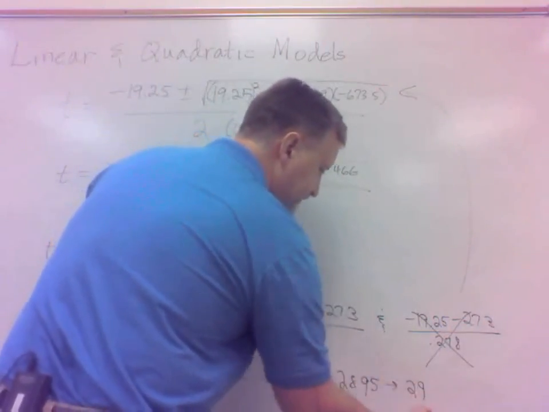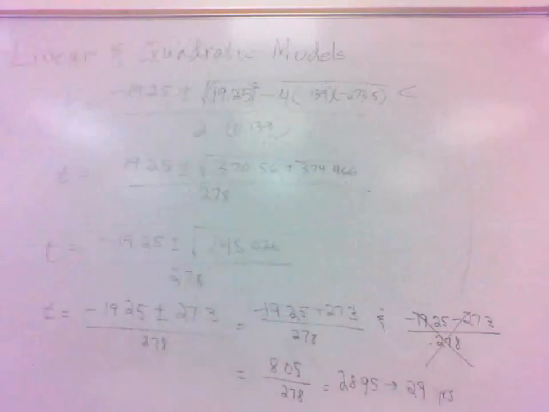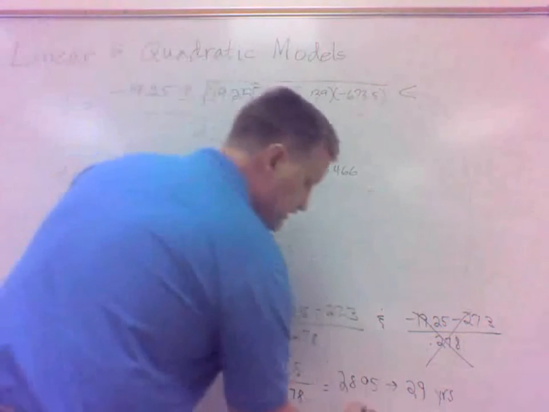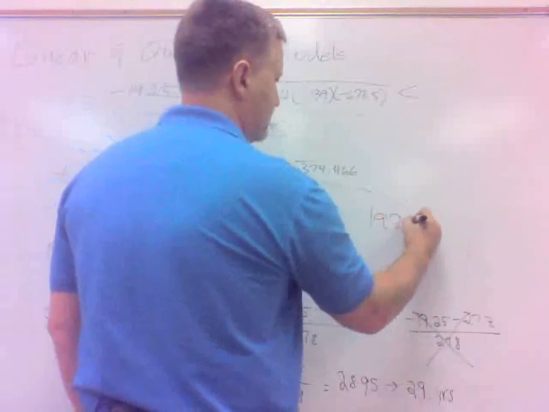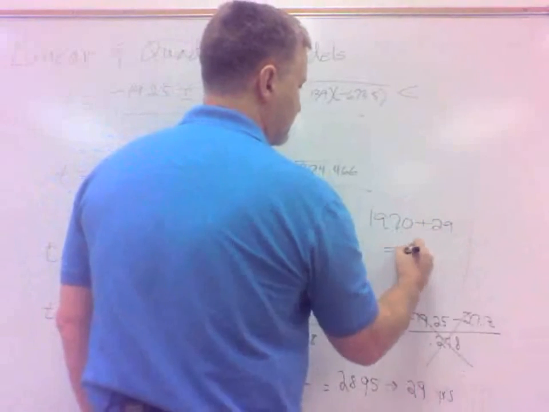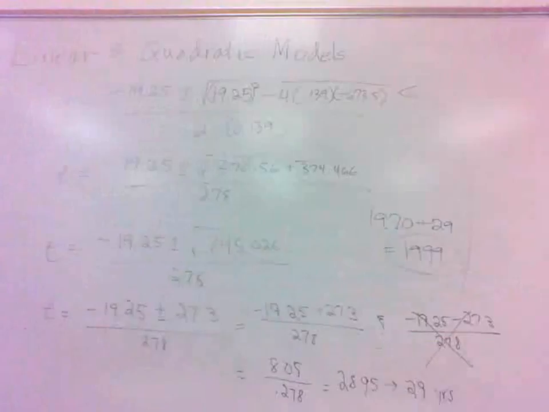It's 29. 29 years. So it's going to take 29 years for the lawyers to reach 1 million, and that's in reference to 1970 in this case. So the answer would be, I take the 1970, add 29 years, so 1999 would be that year. Okay?